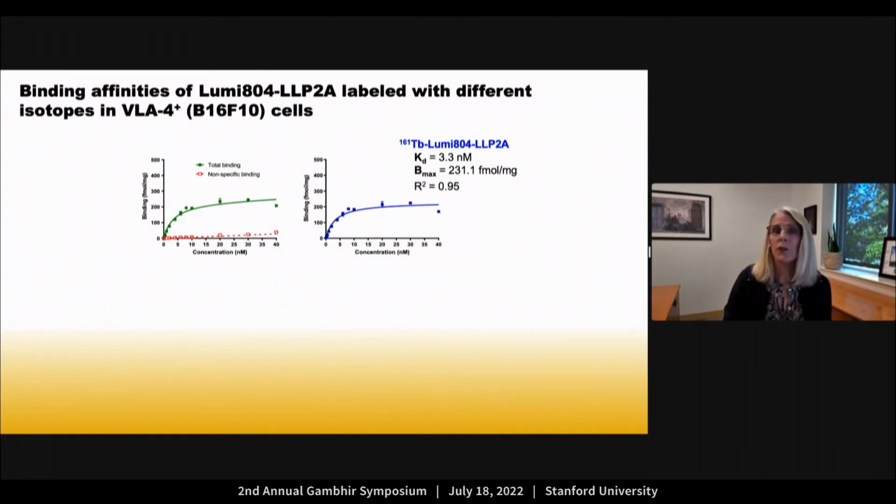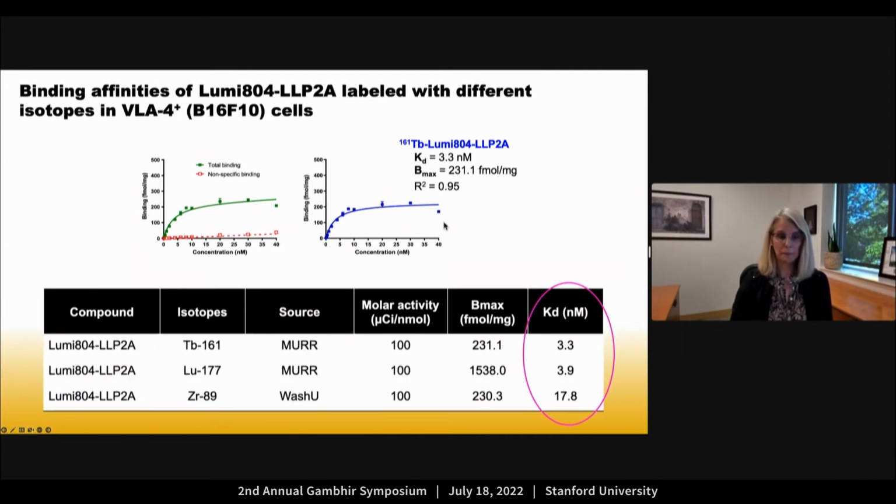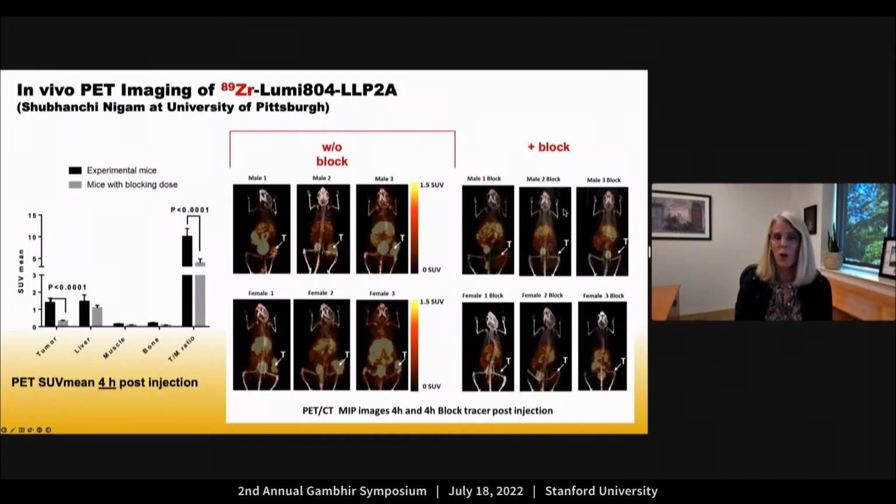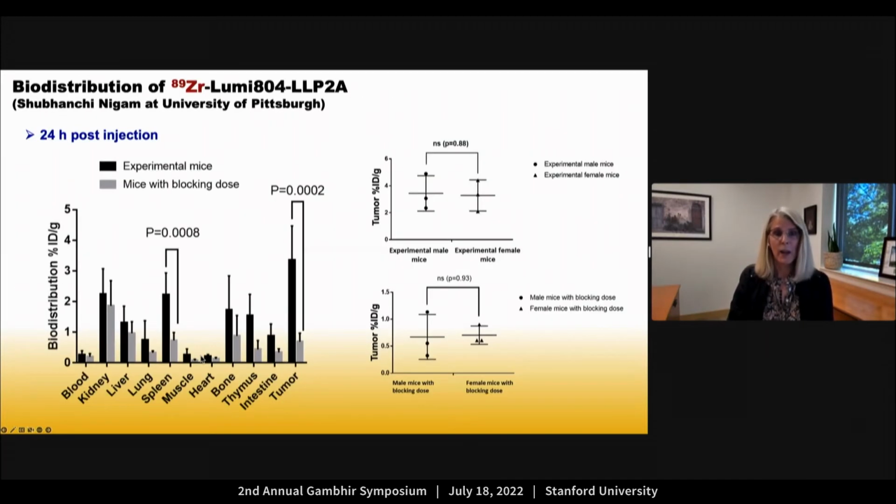So this is just an example of the terbium-161 LUMI-804 LOP2A. We show that it retains high binding affinity to the VLA4 integrin in this melanoma cell line. And we've tested all of these compounds, and they all have very high affinity to the VLA4 receptor with lutetium, zirconium, or terbium. At University of Pittsburgh, we did some imaging studies with the zirconium-89, and we see very high tumor to non-tumor ratios with the zirconium agent that we can then block with cold compound, and this is at 4 hours. And we also see retention in the tumor out to 24 hours.